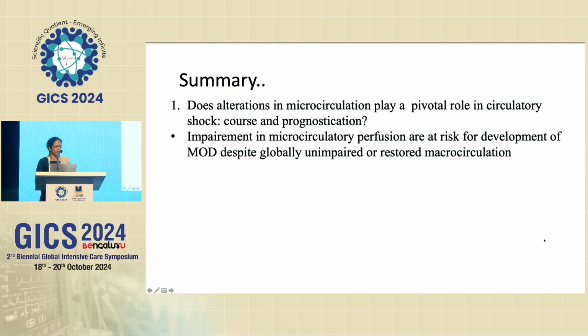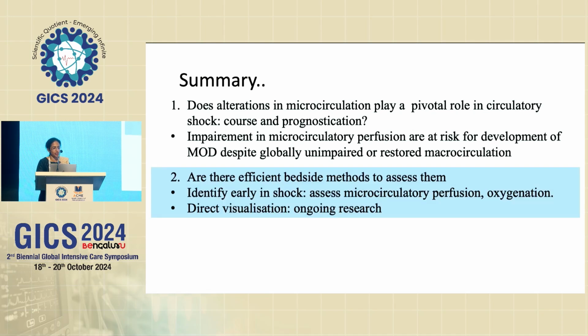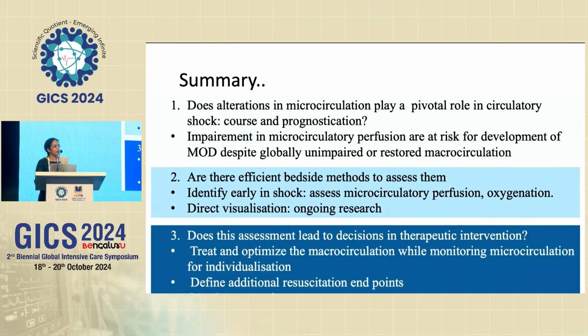So finally, to summarize, patients with impairment in microcirculatory perfusion are at risk of development of multi-organ dysfunction in spite of having macrocirculatory restoration. We need to identify these patients early by repeatedly assessing microcirculatory perfusion. Direct visualization is still undergoing research. We need to treat and optimize the macrocirculation while monitoring the microcirculation and do an individualized resuscitation for them. And these additional points might still be in the research stage.